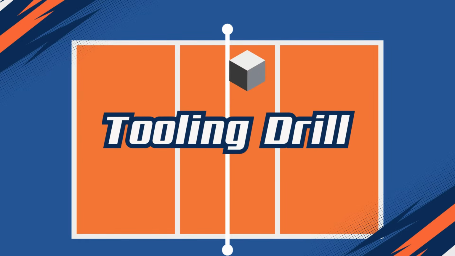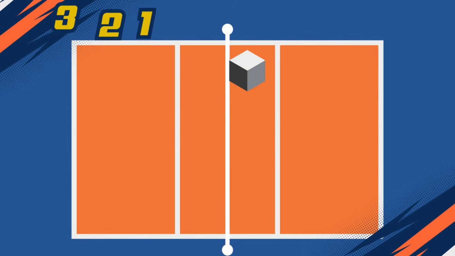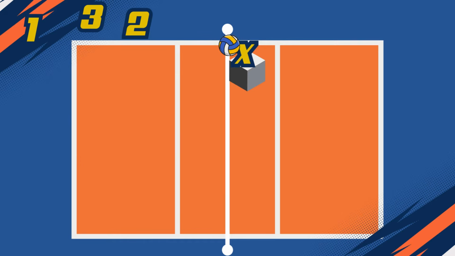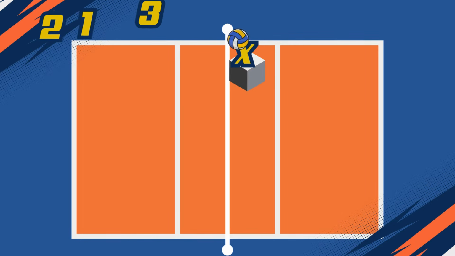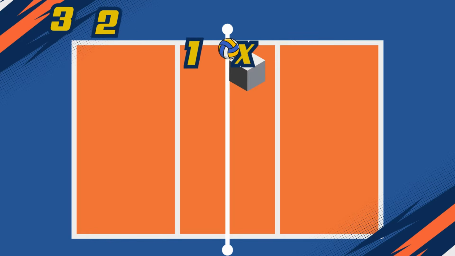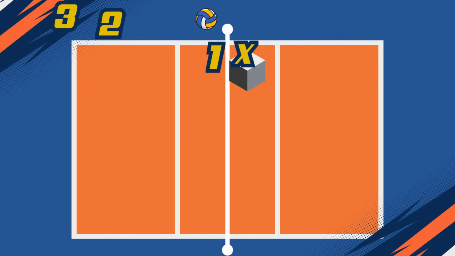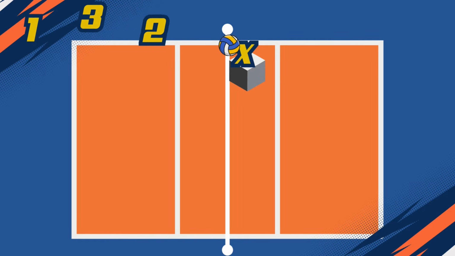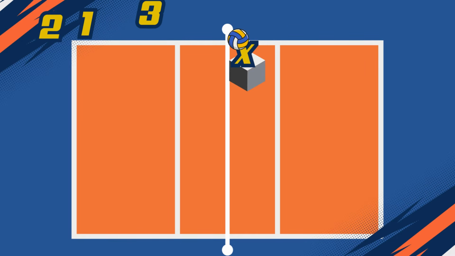Drill 2 is our tooling drill. Set up a hitting line on the outside. One player stands on a box at the net, holding a volleyball out in front like a blocker's hands. Each attacker takes their approach exactly like a real hit. The focus is on getting their feet to the ball, staying balanced, and squaring their shoulders to the target. As they reach their final step, the hitter swings and swipes the ball out of the blocker's hands, working on the feel of tooling the block instead of hitting straight into it.